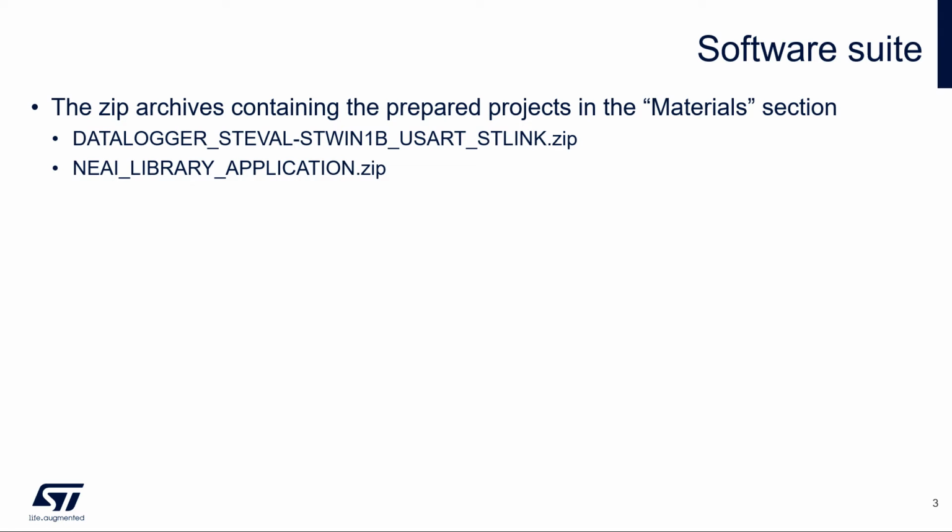The very first element you will need for this MOOC are the two zip archives that are located in the materials section of this MOOC. The first one is the datalogger application, and the second one is the application that will infer on the generated library from the NanoEdge AI Studio tool. Both projects have been started from a project created using the CubeMX tool. All the steps of this project creation are described in the dedicated slide set. So if you want to recreate this project, you can using the slide set. It will not be covered in this MOOC, however.